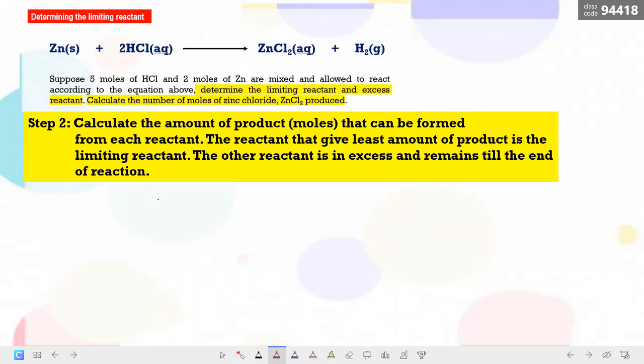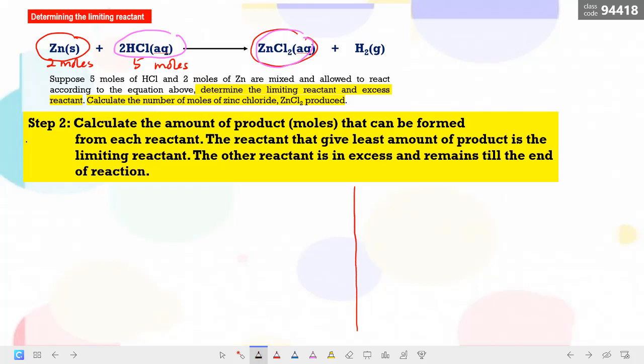Okay, so sekarang cara yang ini, providing here 2 moles, 5 moles. Okay, kita compare reactant, we have 2 reactants. Kita kena compare zinc and zinc chloride, followed by comparing HCl and zinc chloride. And then kita compare which reactant will produce the least amount of product. That is the limiting reactant. Okay, so let's see here. Let's say start with zinc. Katalah saya start dengan zinc. Saya buat divider ni kat sini.